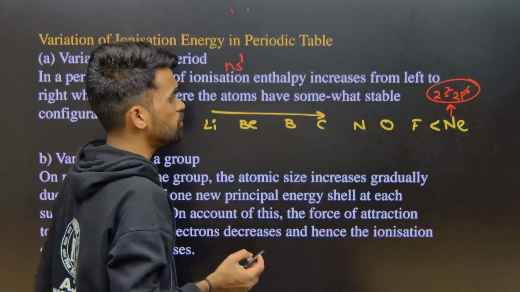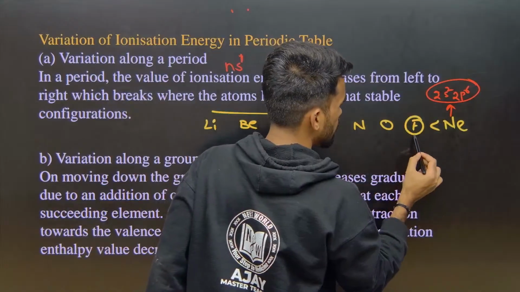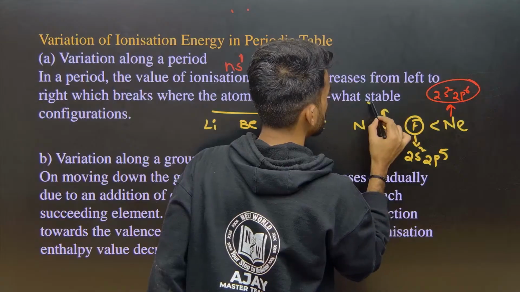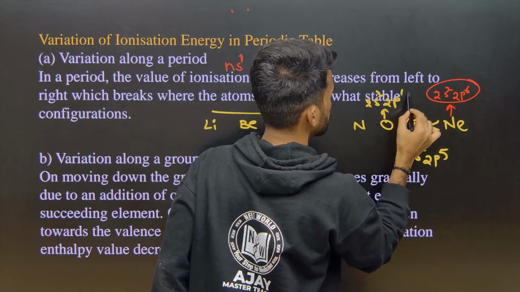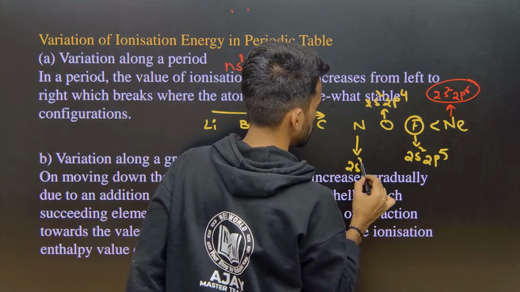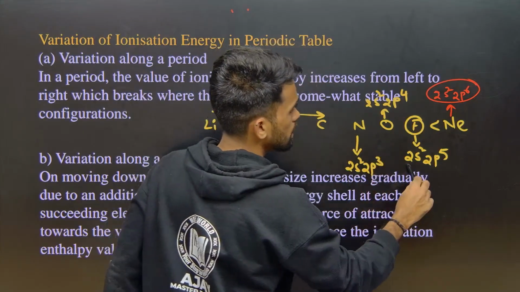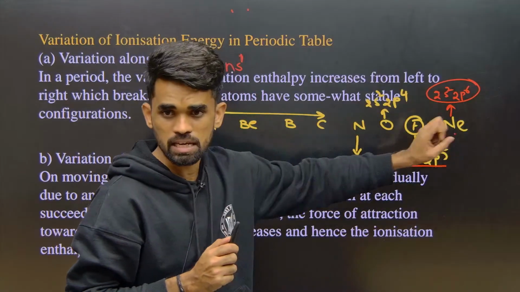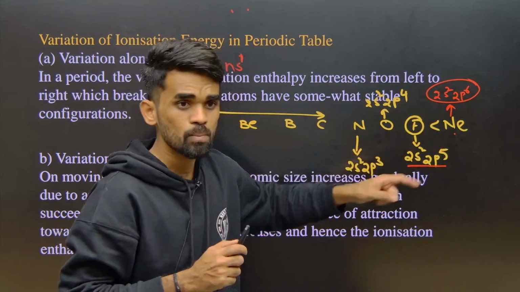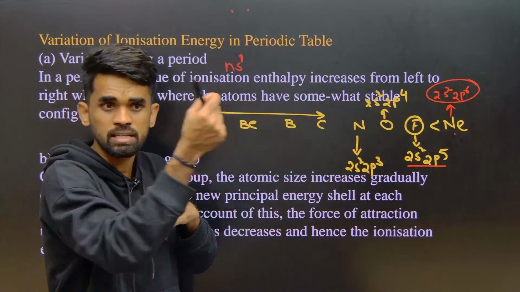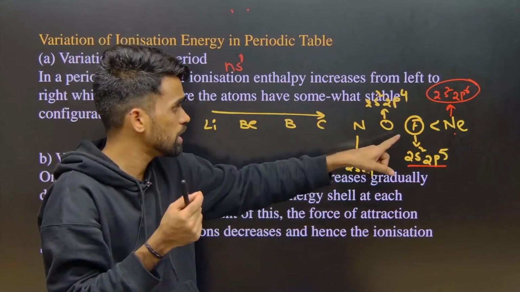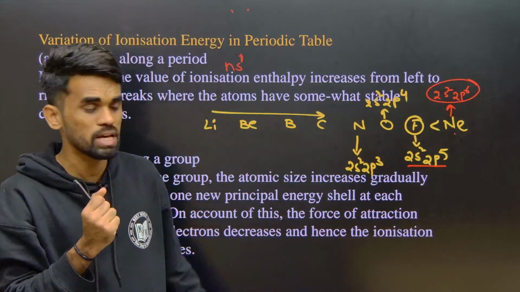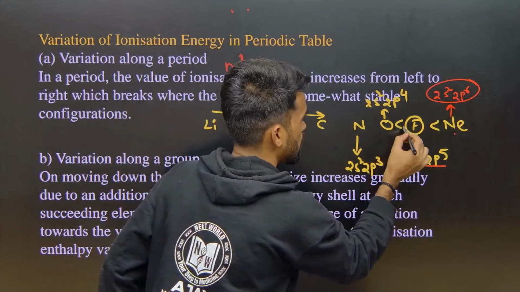After this, fluorine. What is its electronic configuration? 2s2, 2p5. Now look here, if fluorine gains one electron, it becomes a stable electronic configuration like the noble gases. It has more tendency to gain an electron rather than lose one. Therefore it also has a high ionization energy. It means it is more difficult to remove an electron from fluorine when we compare it with oxygen.